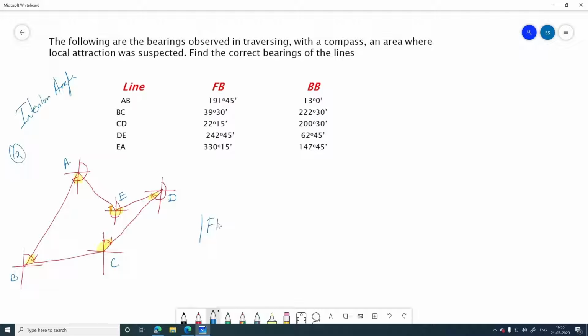If you take the difference between forebearing and back bearing for different lines, in some lines it is exactly equal to 180 degree, and in some it is not equal to 180 degree. If this condition is satisfied, that means it is equal to 180 degree, there is no effect of local attraction. But if it is not equal to 180 degree, then there will be some effect of local attraction, due to some magnetic field or others.